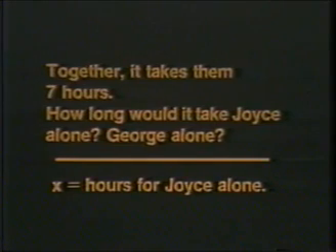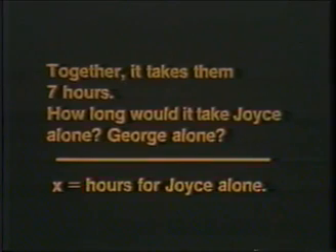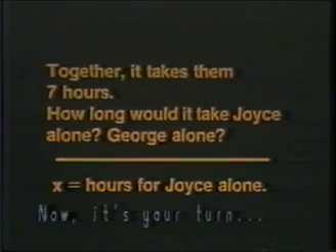You've done this kind of rate of work problem before. To get started, do two things. First, make X the time Joyce would take by herself. Second, look closely at what each of them does in 1 hour. Don't try to do the whole problem right now. Just see if you can write down the equation that describes the problem. Then come back.